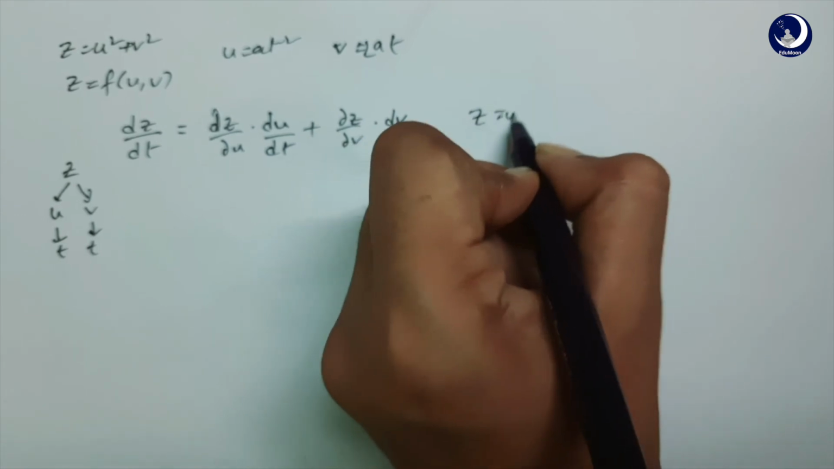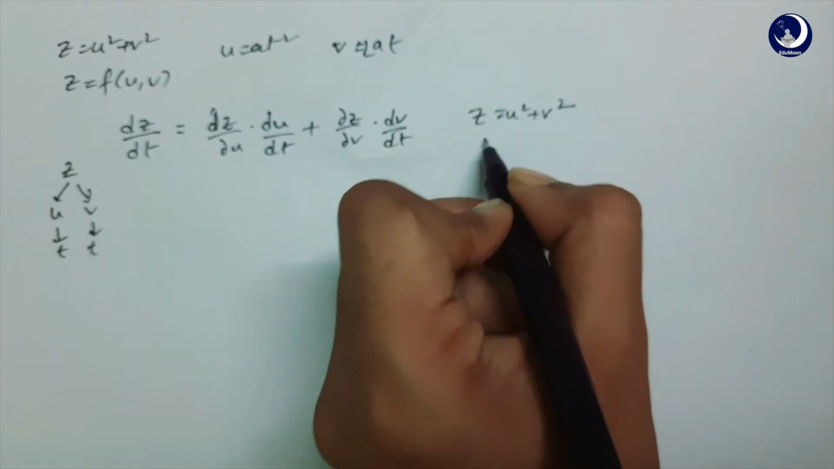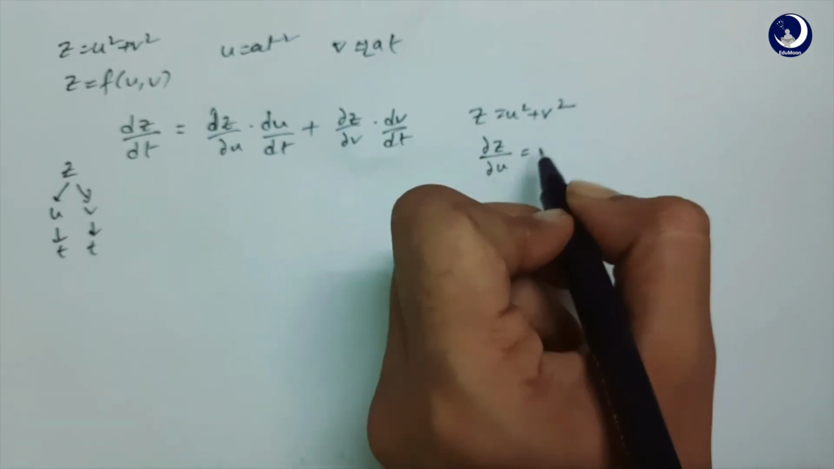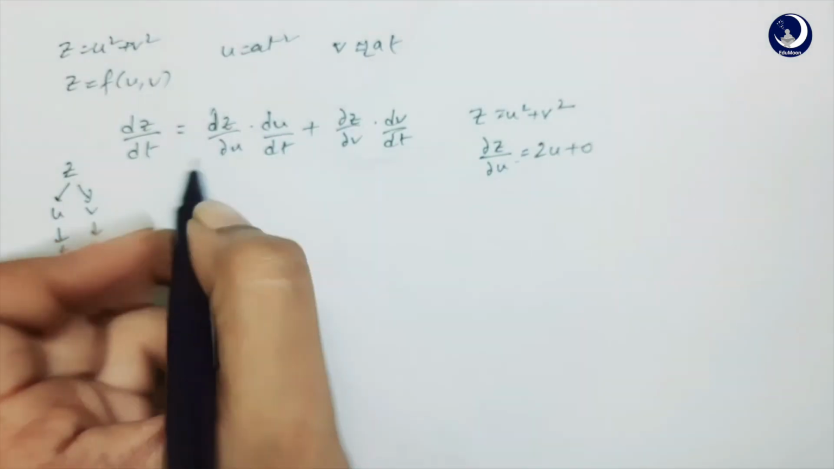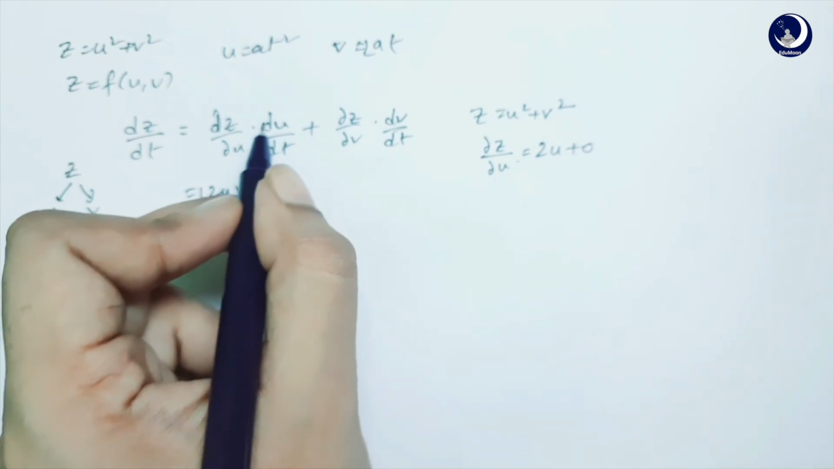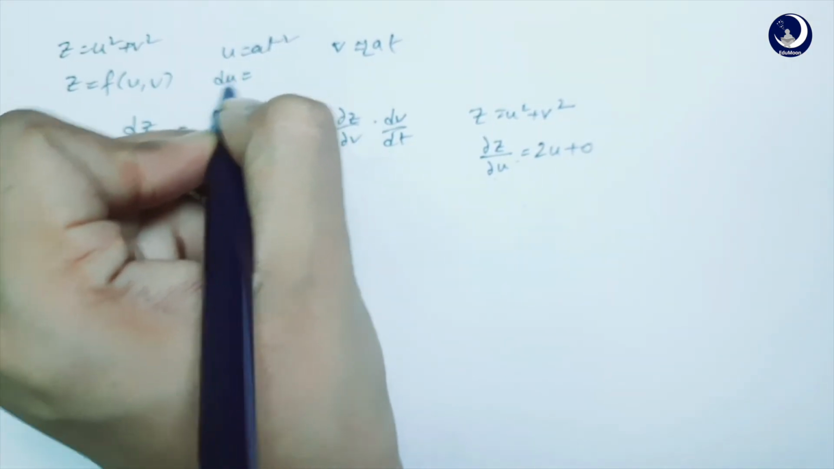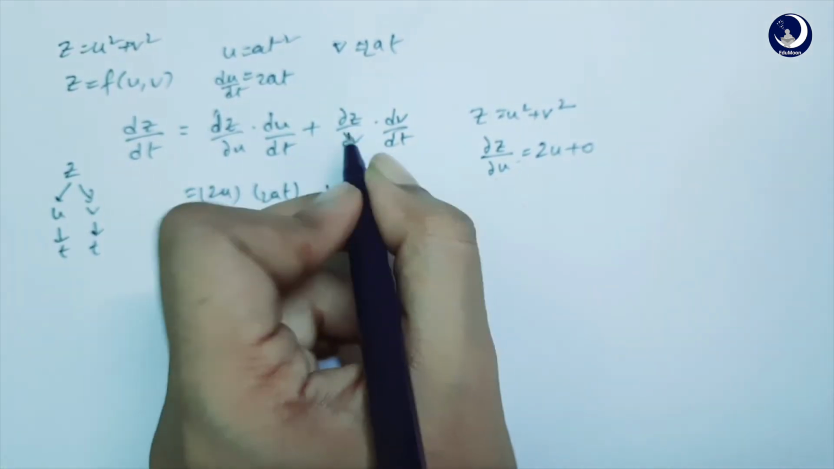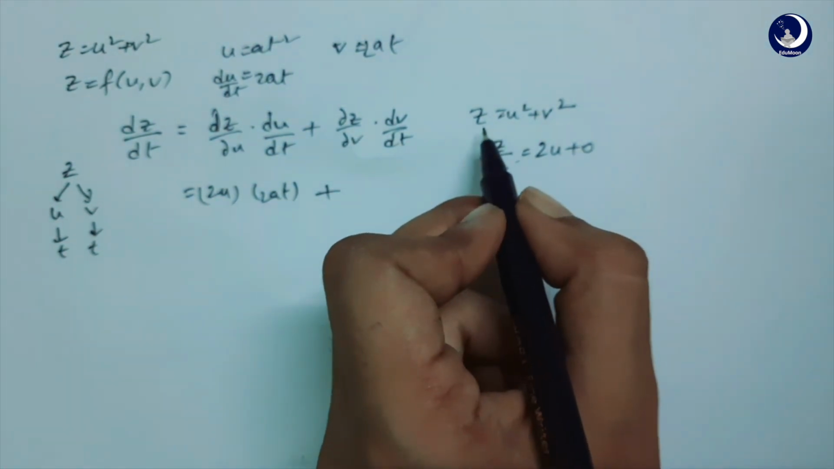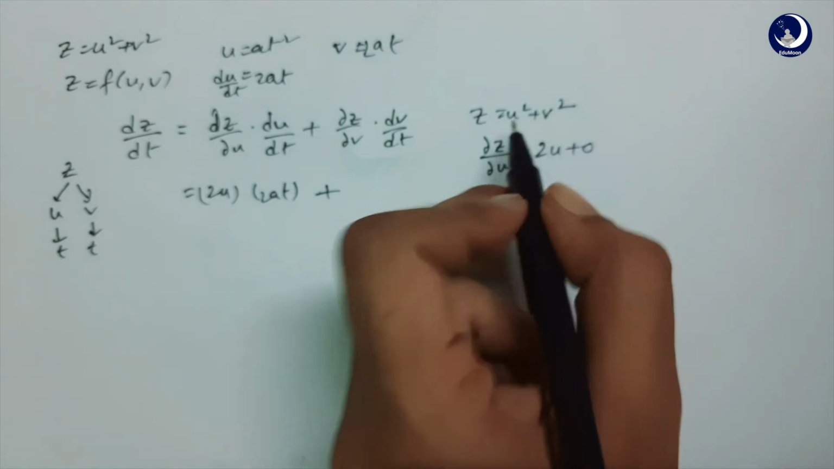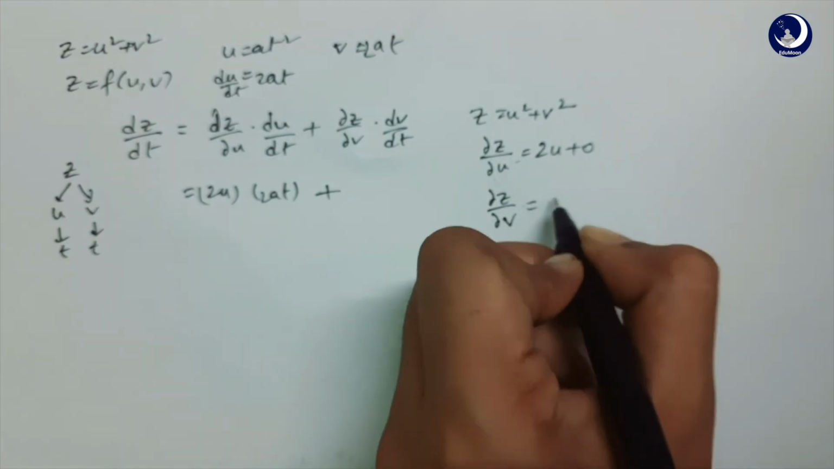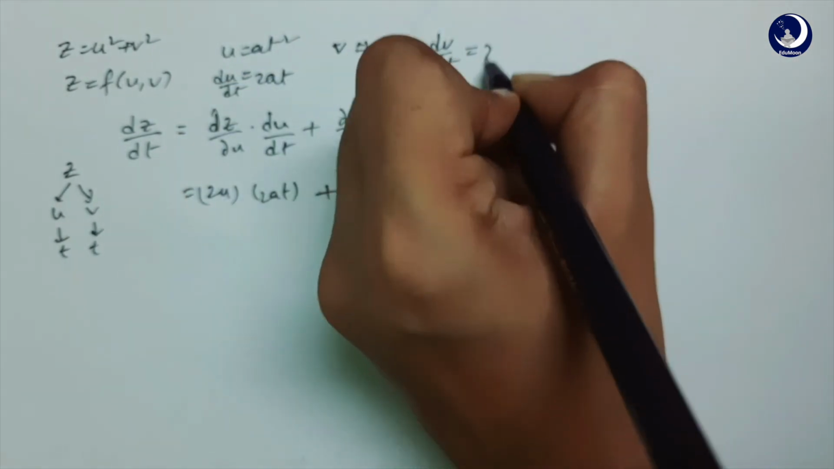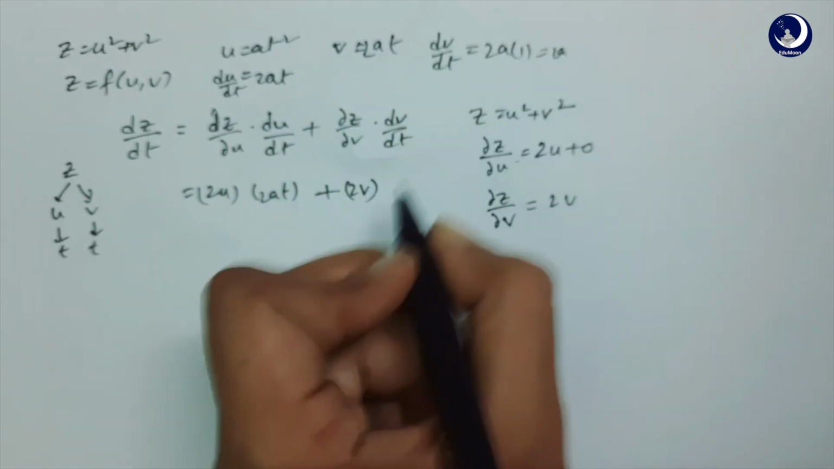We have z equals u square plus v square. Partially differentiating z with respect to u, v would be constant, so we'd get 2u plus 0. We're going to substitute that 2u, and du by dt is nothing but 2at, so it's 2at, plus, now partially differentiate z with respect to v, so u would be constant. Then dou z by dou v equals 2v. We substitute that again, and dv by dt equals 2a, since t becomes 1, so that's 2a, and we're going to write that.